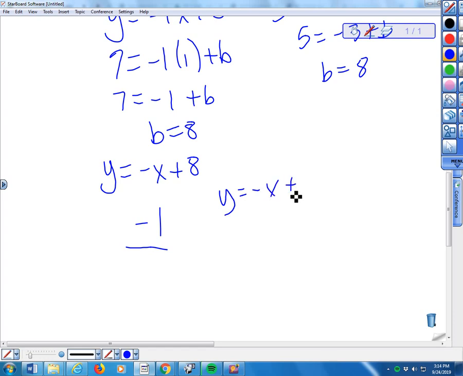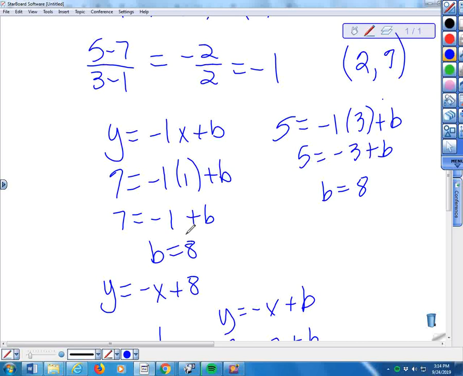Plus b, and I'm going to use the point 2, 7. There's the equation of my new line. If you graph both of them on Desmos, you will see they are parallel. They are. And you will also see your new line, -x plus 9, goes through the point 2, 7.